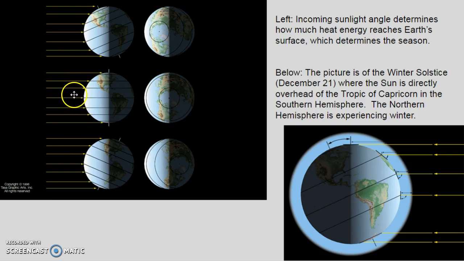Here we see that the most direct sunlight is reaching the Earth's equator, and we would say that this is an equinox. Here we have the most direct sunlight at the Tropic of Cancer. This would be the northern hemisphere summer, or summer solstice to be specific, June 21st. And this one down here would be the winter solstice, where the Tropic of Capricorn is receiving the most direct sunlight. If I look at this picture right here, this is a picture of the winter solstice, where at 23.5 degrees south, the Tropic of Capricorn is experiencing the most direct sunlight, and the northern hemisphere is experiencing winter.